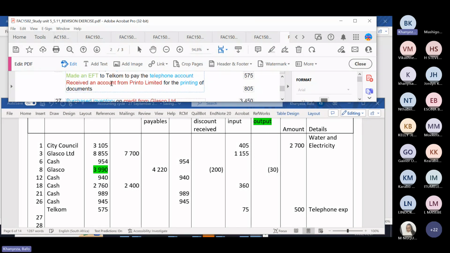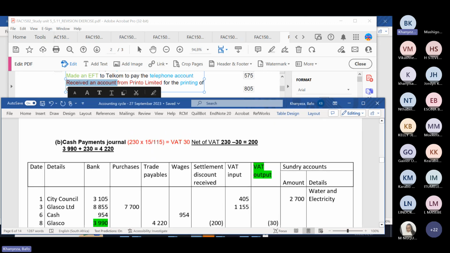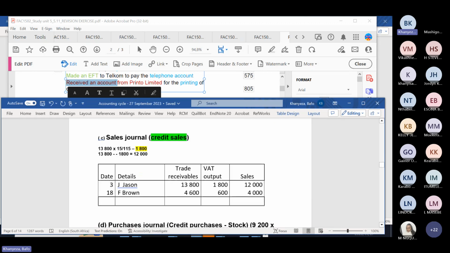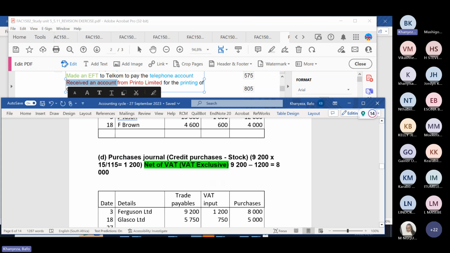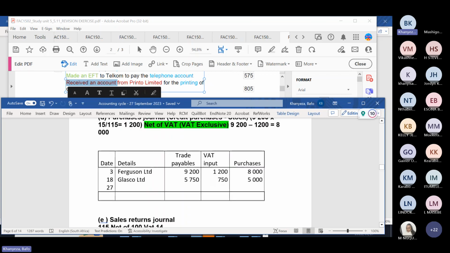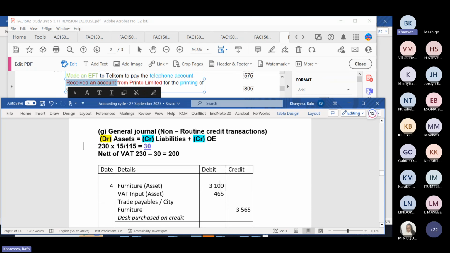Received an account from the printer for printing. Now it's a bit vague, so we have to figure out: if we received an account, was it cash? No, it means it's on debt. Does it go to the cash payment journal? No, we didn't pay for it. Does it go to the purchases journal? No, this is stationery, a non-routine transaction. So where does it go? Everything goes to the general journal.